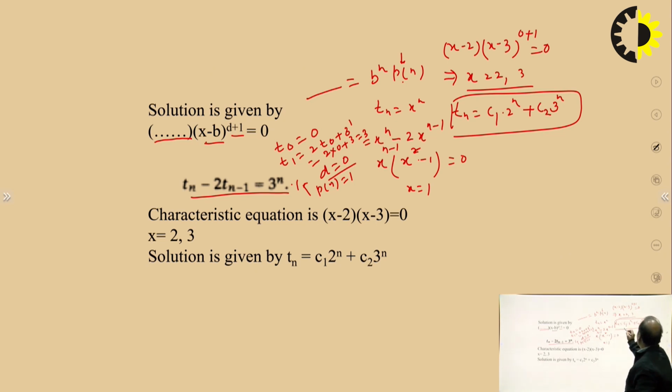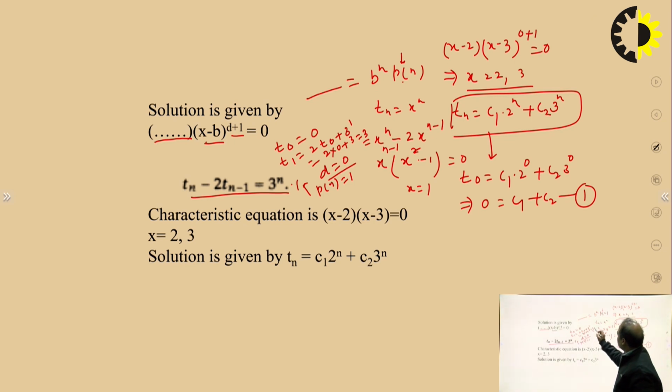Clear? So now T0 is 0, and we need two equations to evaluate the two constants. So let's talk about T0: c1 times 2 to the power 0 plus c2 times 3 to the power 0. This implies 0 equals c1 plus c2, calling it equation 1. And now T1 was 3, which we computed by this method. So T1 is 3, equal to 2c1 plus 3c2. This is equation number 2.